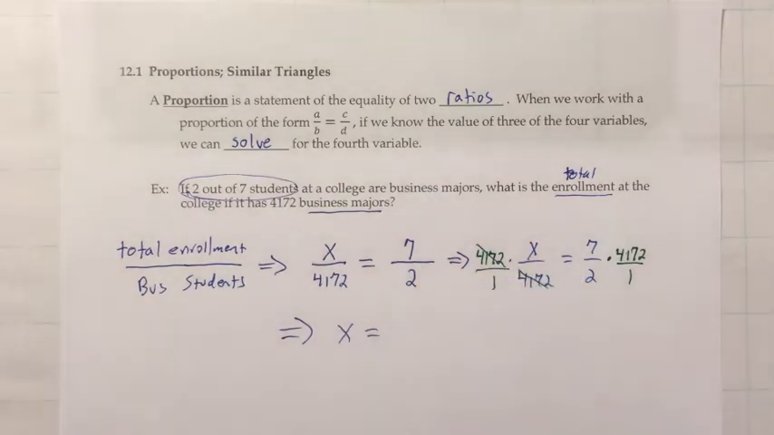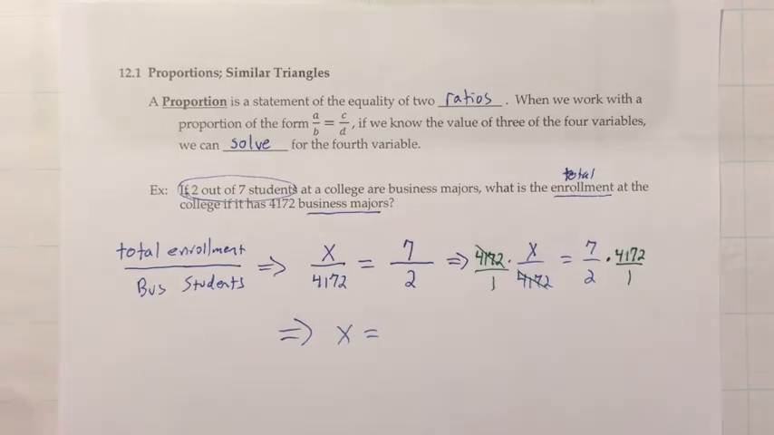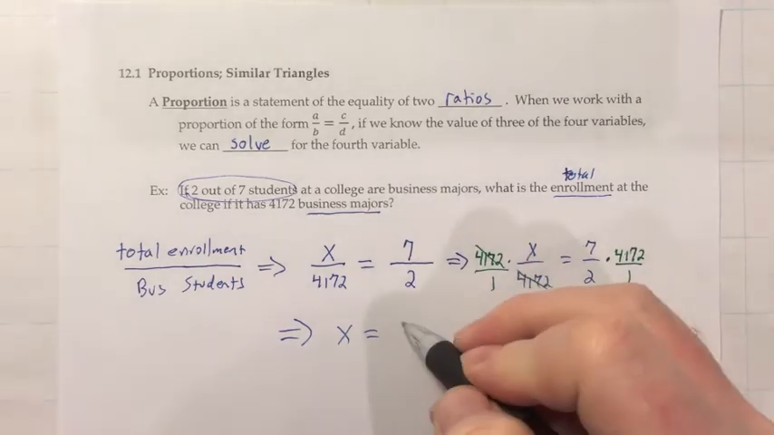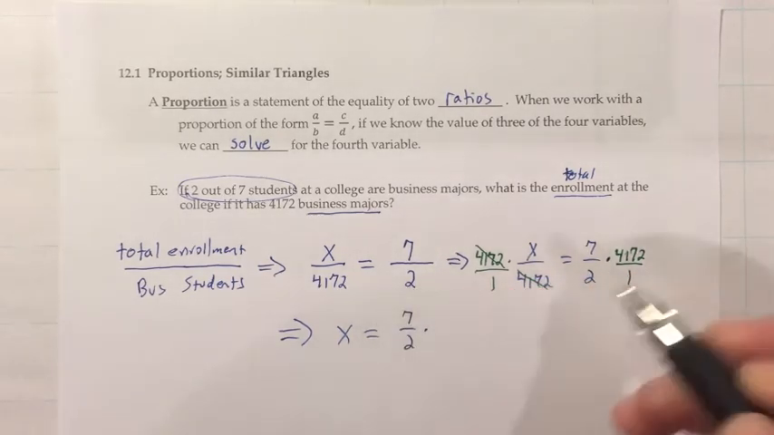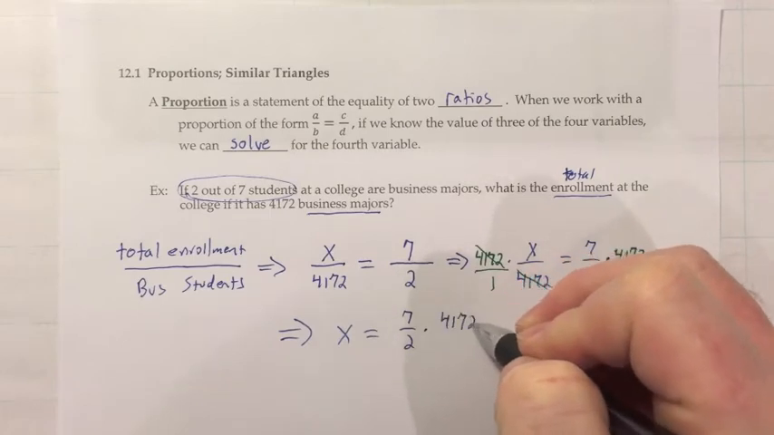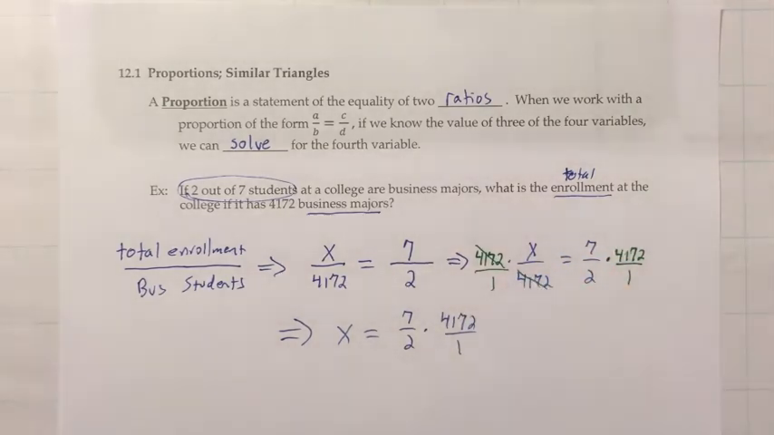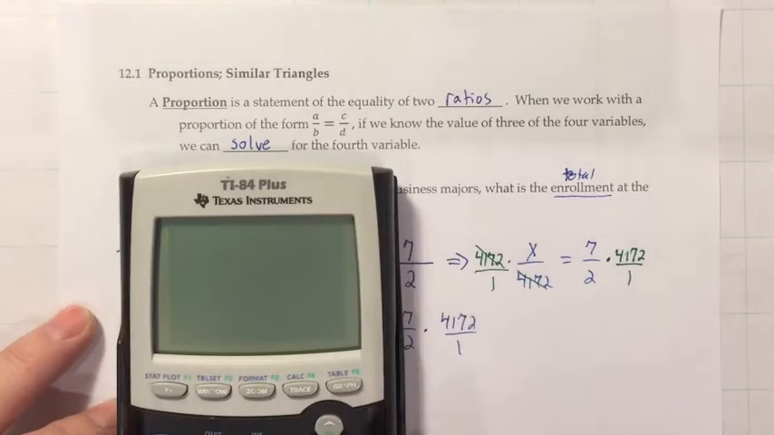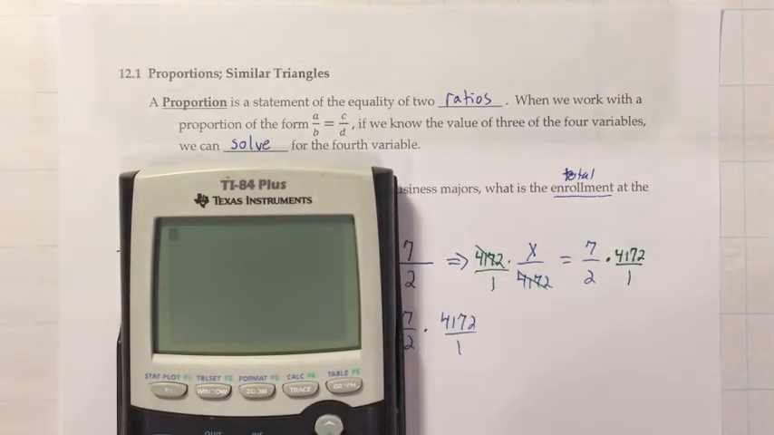And on the other side, we just have some work to do with fractions. And we could think about that as cancellation. We could do long division. But we can also just go ahead and enter that into our calculator and see how it turns out. So I'm going to go for the calculator option on this one. Let me just go ahead and finish writing it again so that x is by itself. We have x equals 7 over 2 times 4,172 over 1. So I can just punch that into the calculator. Bring that in. We have 7 over 2 times 4172 over 1.